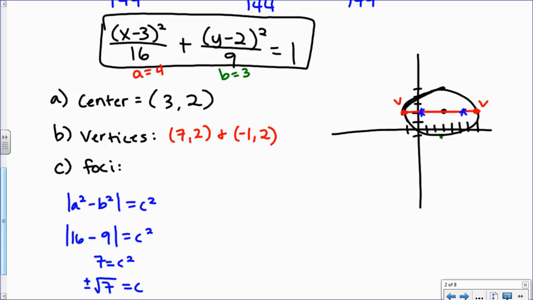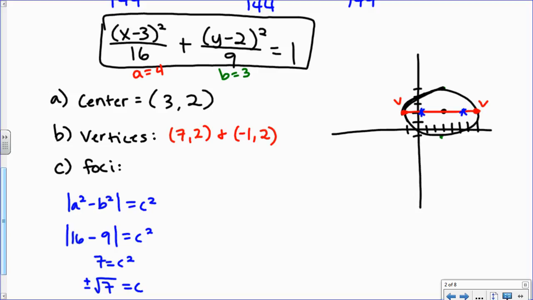Okay. Now I have to write their location. So I need to write this as an exact answer, as an ordered pair. What I did to place the foci is that I went right and left about 2.65. Well, that's square root of 7. So I went right square root of 7 and left square root of 7 from my center.